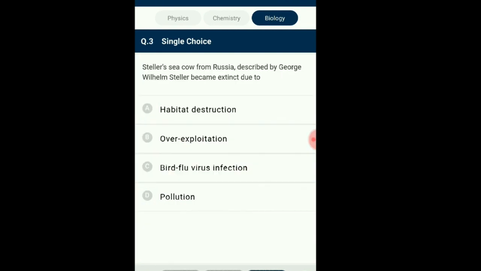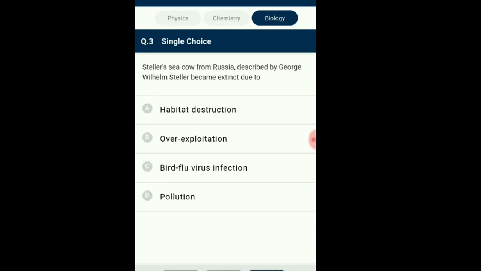Question number 3. Steller's sea cow from Russia, described by Georg Wilhelm Steller, became extinct due to which cause? Overexploitation is one of the 4 major causes of biodiversity loss, as humans depend on nature for their needs and as a result overexploit the natural resources, leading to loss of biodiversity.